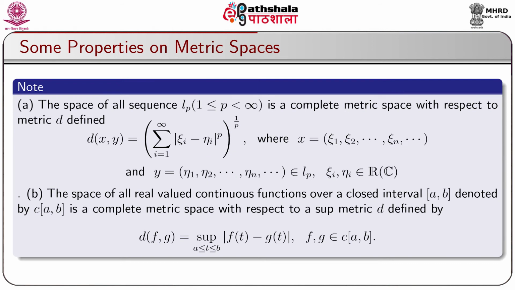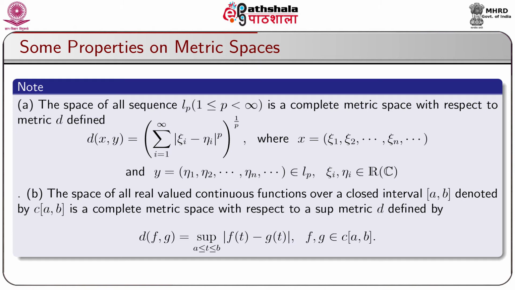It is to be noted that, number 1, the space of all sequences l^p, where p is restricted within 1 to infinity, p is allowed to take the value 1, is a complete metric space with respect to the metric d defined by d(x, y) equal to the sum from i equal to 1 to infinity of modulus of xi_i minus eta_i to the power p, whole to the power 1 by p, where x is taken as (xi_1, xi_2, ..., xi_n, ...) and y equal to (eta_1, eta_2, ..., eta_n, ...) belongs to l^p, where the coordinates xi, eta belong to R or to the set of all complex numbers.